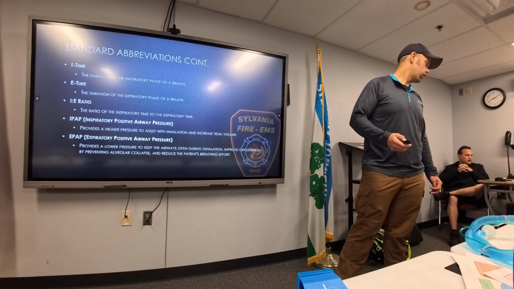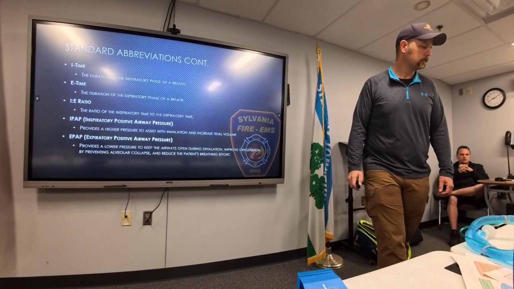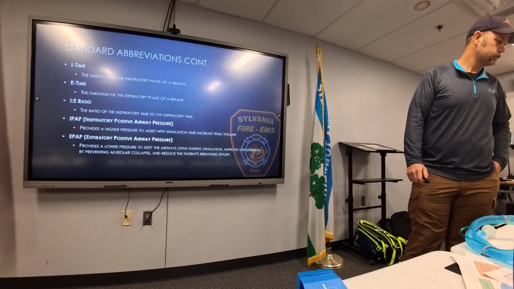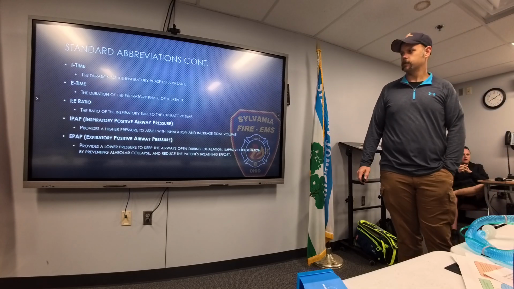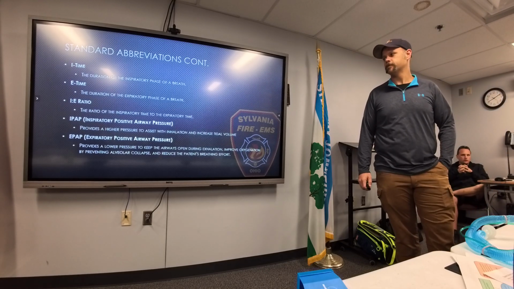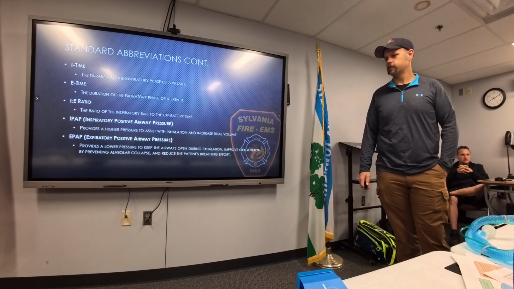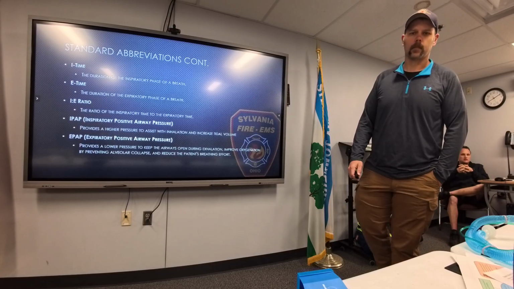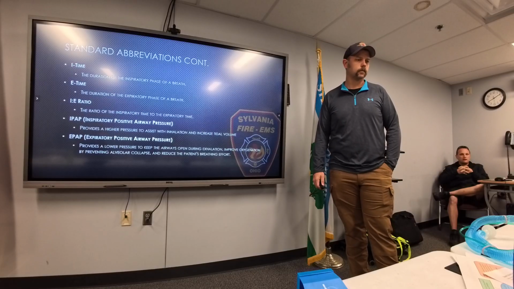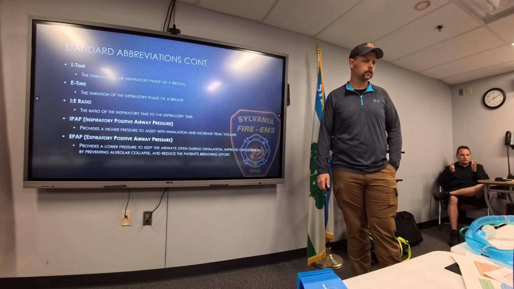To add on to what he was just saying, the I to E ratio, you're going to see that on your ventilators, and it's going to look like a fraction of 1 to 3. The general range for inspiratory is 1 second. It takes you 1 second to breathe in. Usually the expiratory is double that. So 1 to 2, 1 to 3 is the general range that you normally see ventilators set at for most people.